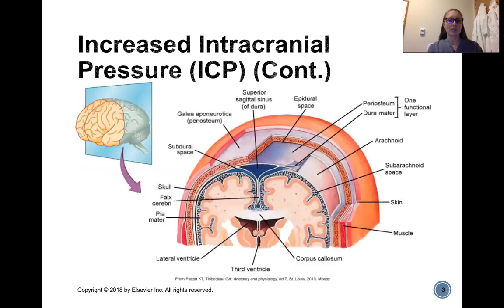So here's a great picture. This is a coronal section showing the meningeal layers of the brain. You can see all of the various structures and layers and potentials for injury.